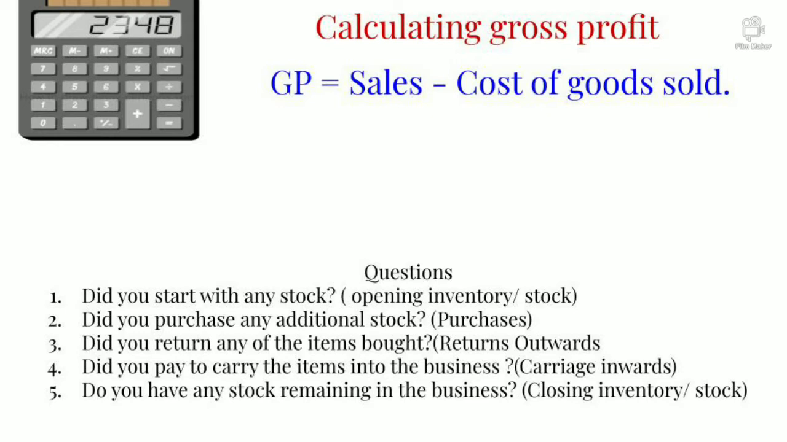Question 4: did you pay to carry the items into the business? Here, we are referring to carriage inwards, which is the cost the business bears to carry goods into the business. As such, you will add your carriage inwards. Final question, question 5: do you have any stock remaining in the business? The stock at the end of the period is known as the closing stock. Always remember to use these 5 questions when you are trying to find the cost of goods sold.